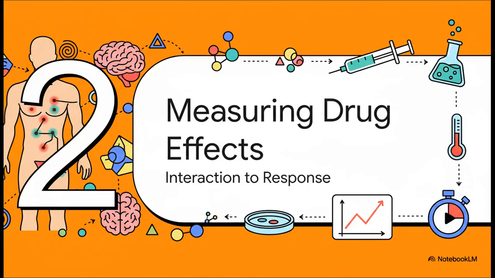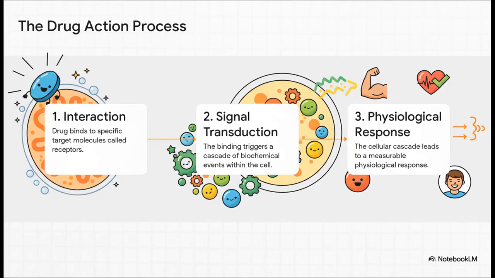Okay, on to our second section. We know drugs produce an effect, but how do we actually measure that? How do we put a number on it? This is all about taking that initial drug interaction and turning it into something we can see and quantify. The whole process really follows a simple cause and effect pathway.